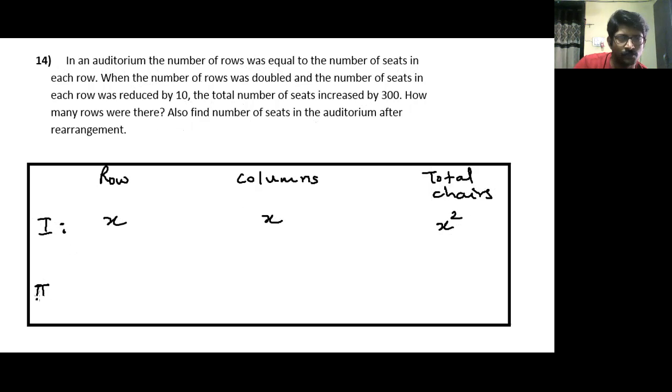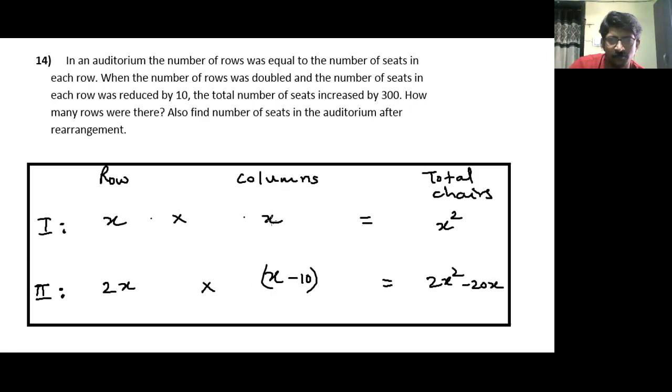And now case two, what is happening? In case two, the rows are getting doubled, so it will become 2x. And the number of seats in each row is reduced by 10. That means it will become x minus 10. So what will be the total chairs? 2x into x, 2x square, minus 20x. I hope you understood. I just multiplied this with this. That gives you this, isn't it?